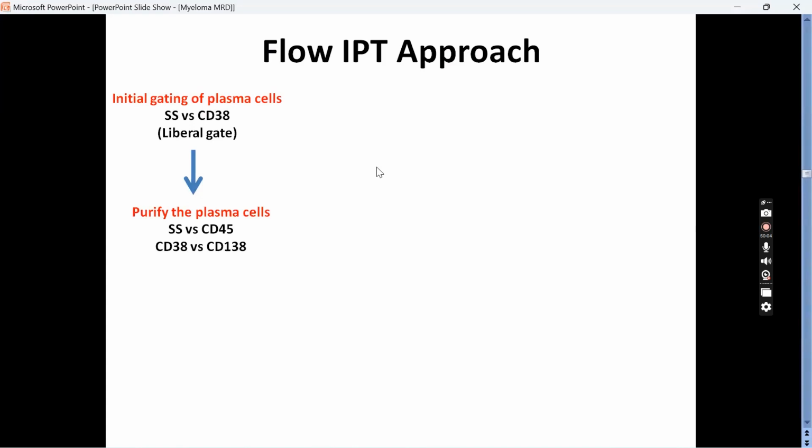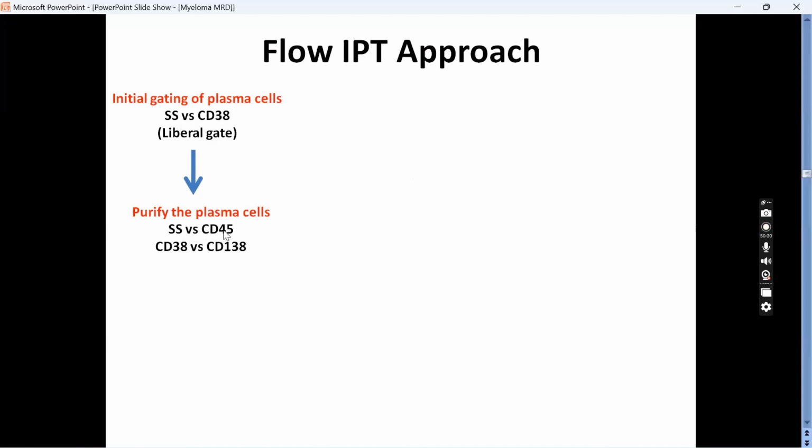Now, why immature NK? Even NK cells are CD38 positive. Yes, you can include NK cells. So you include all these populations, and then with side scatter versus CD45, you purify them. NK cells will be CD45 bright, so you can eliminate them, and then go for CD38 versus CD138. Purify. So draw a liberal gate so that you include some amount of CD38 moderate population, then purify the plasma cells.